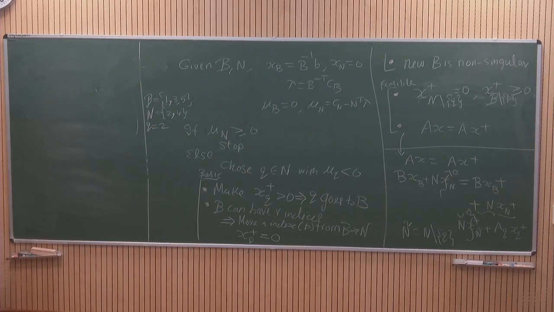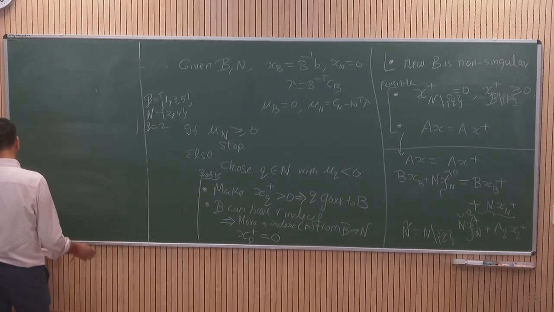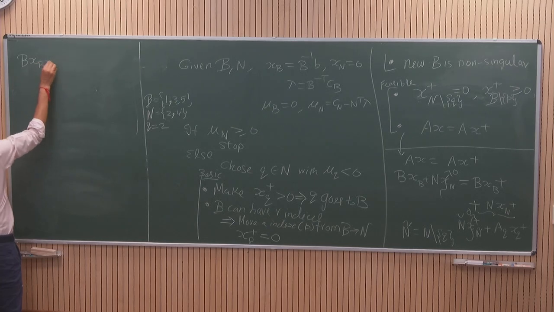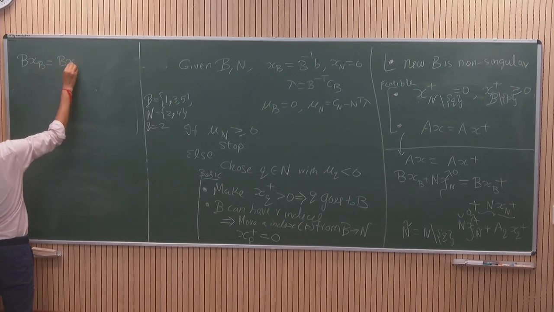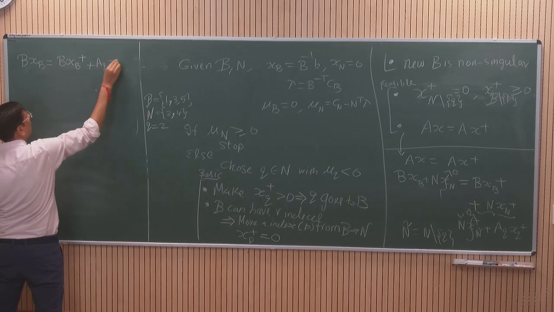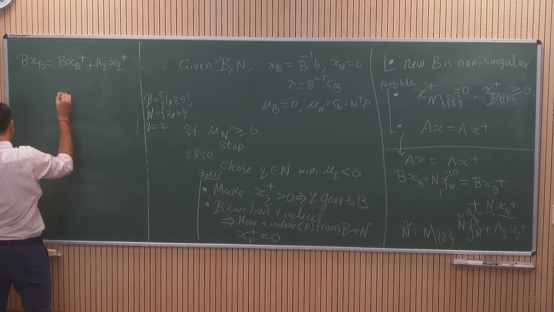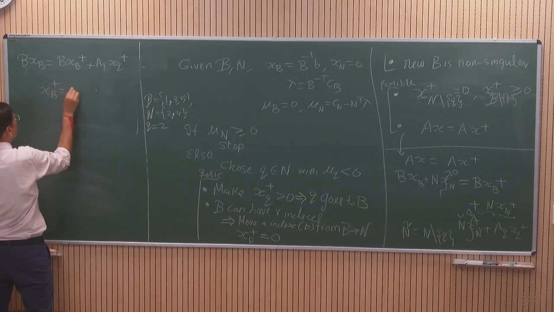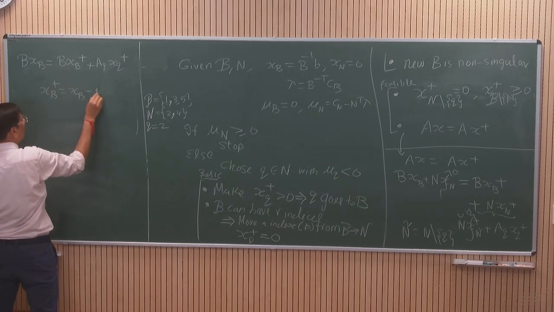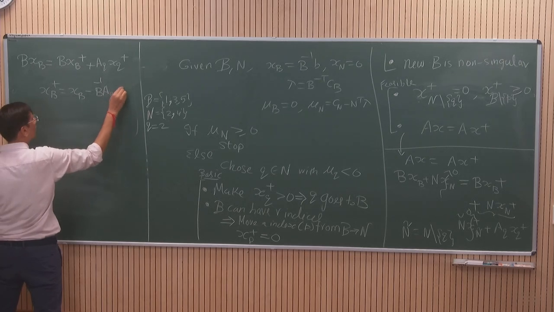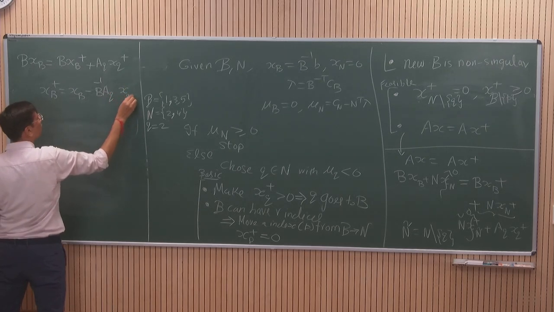Everybody with me? So we will write this as B of xB is equal to B of xB plus Aq xq plus. This implies xB is equal to xB plus, so xB plus is xB minus B inverse Aq xq plus.